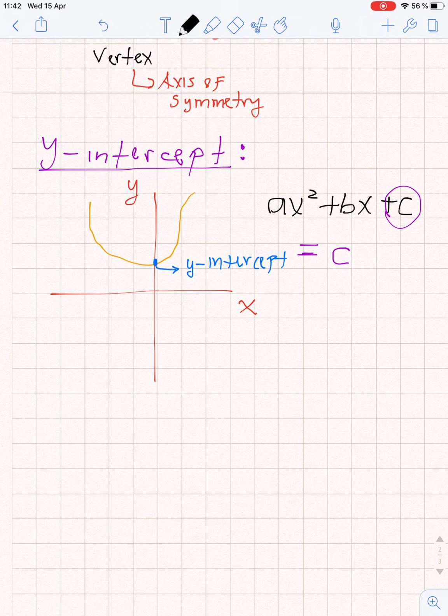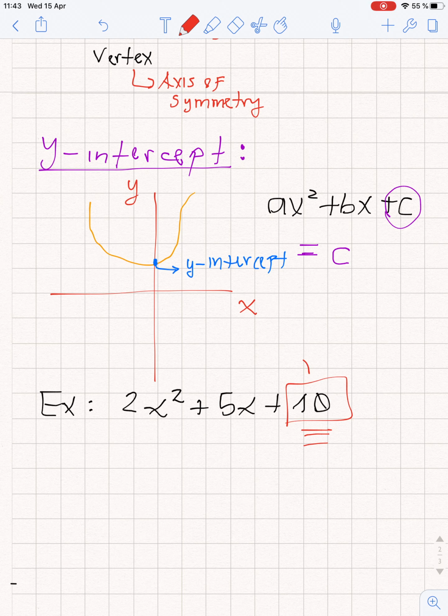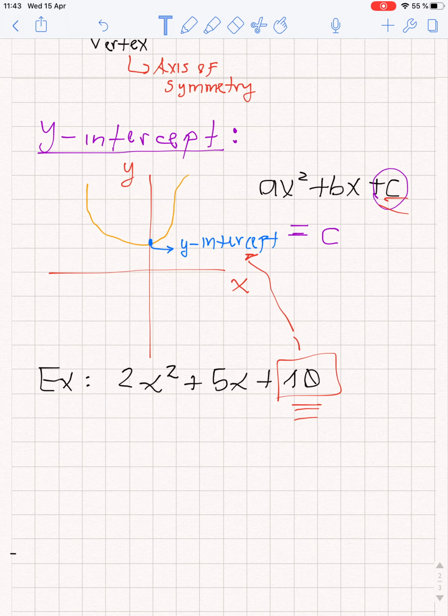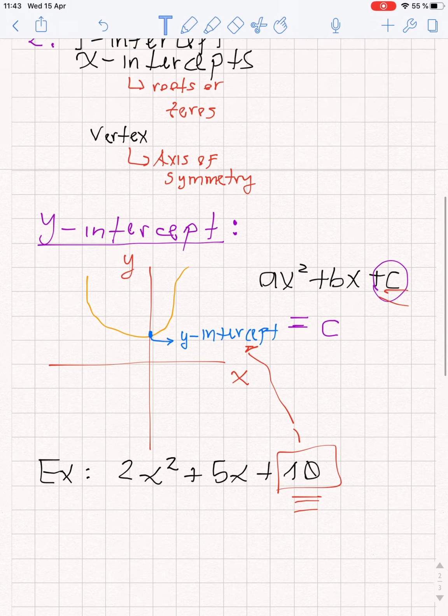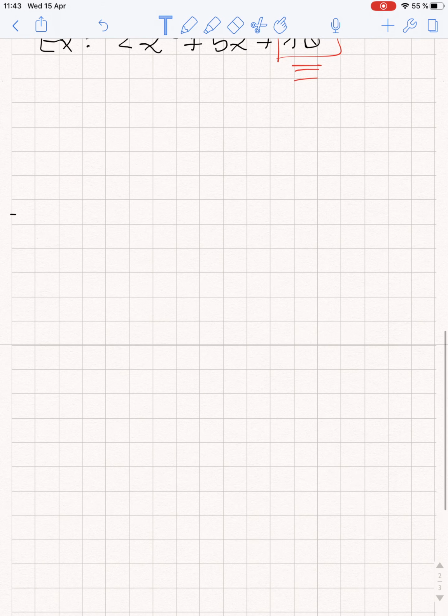Writing an example, for example, we have this quadratic expression. If we need to identify the y-intercept in this expression, or we graph this expression, we can see that the y-intercept is equal to 10 because it's the component c of the expression, okay? That is the y-intercept.